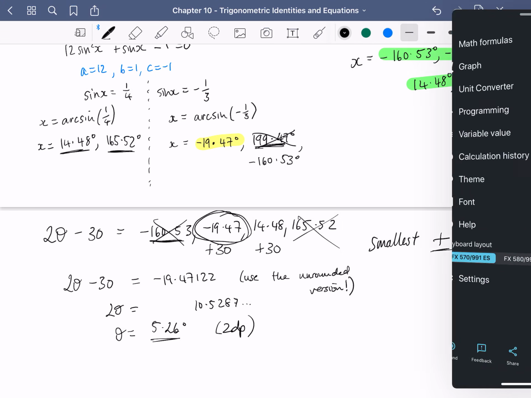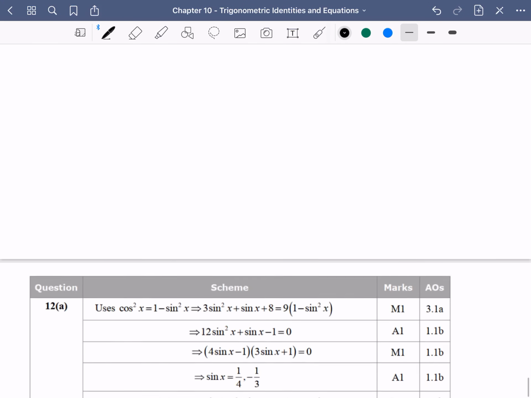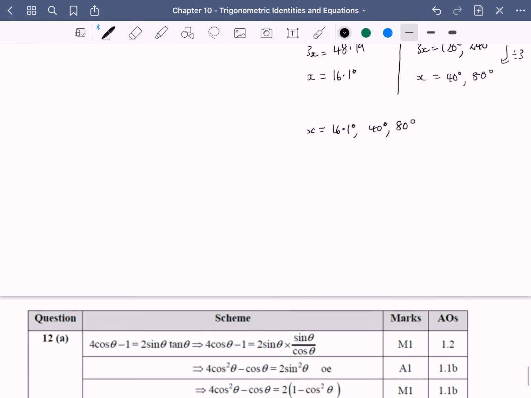Okay. So lots of difficult exam questions there, but hopefully that's shown you all the things that you know about this topic. Okay, and that's us done with chapter 10.